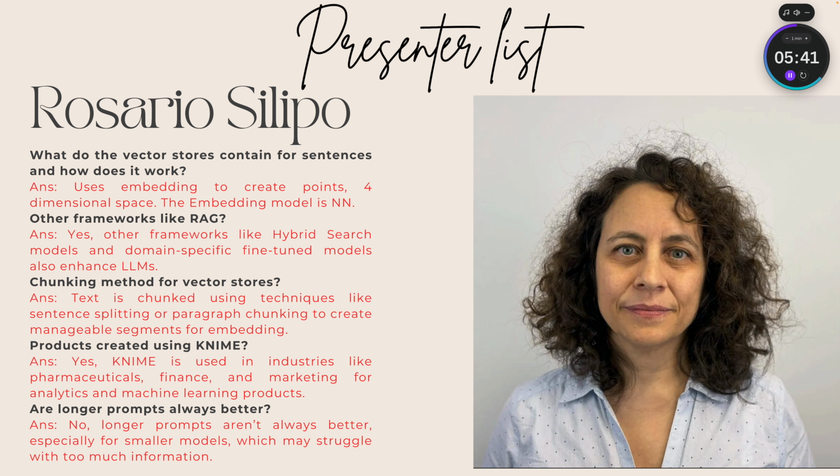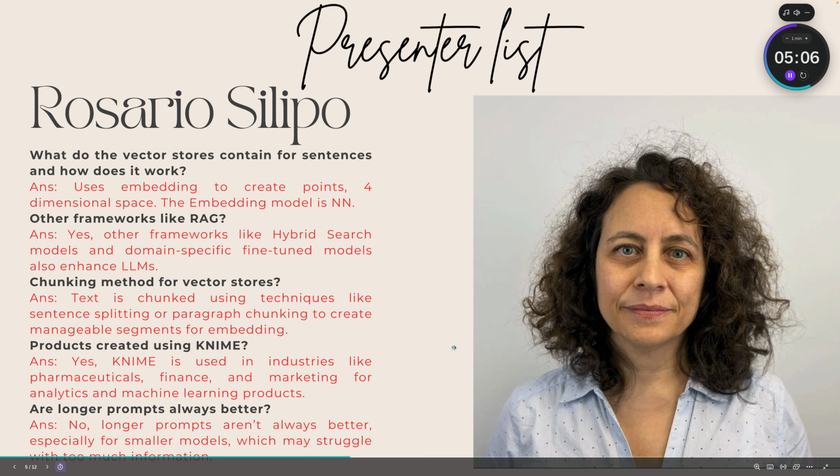And then I also asked her, are there other frameworks like RAG that enhance LLMs? She said there are, like hybrid search models and others, but the most famous one that a lot of people use is RAG. I asked her about products that she created using KNIME, and she talked about how there are KNIME products in industries like pharmaceuticals, finance, and marketing. And then I also asked a general question about whether longer prompts are always better. The short answer is no, they're not always better. It depends on the size of the model. Bigger models can accommodate bigger prompts, while smaller ones accommodate smaller ones.